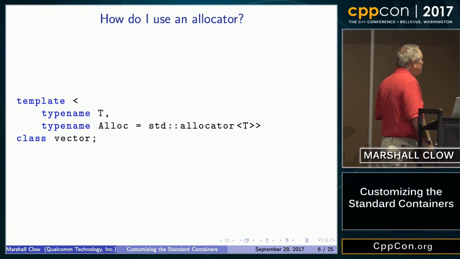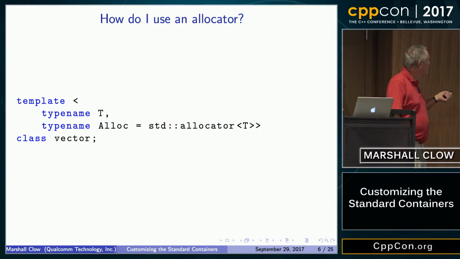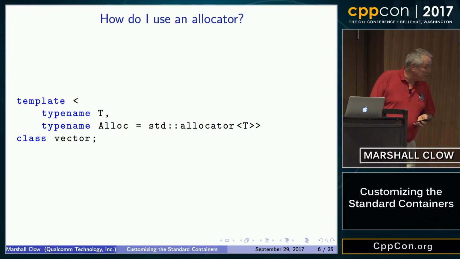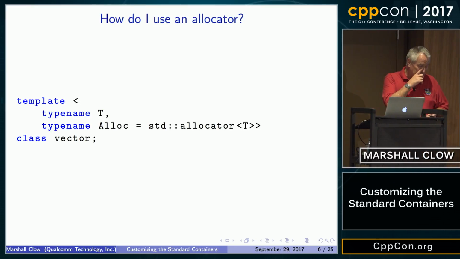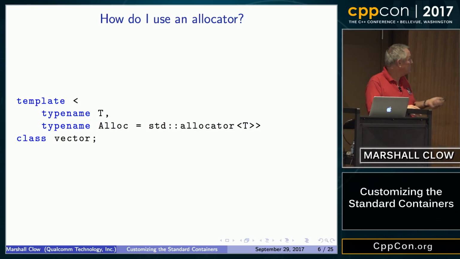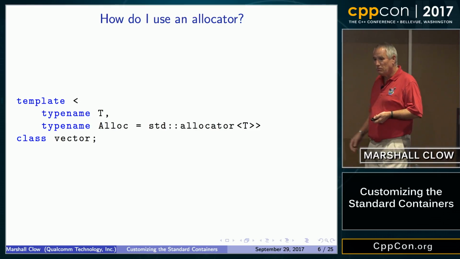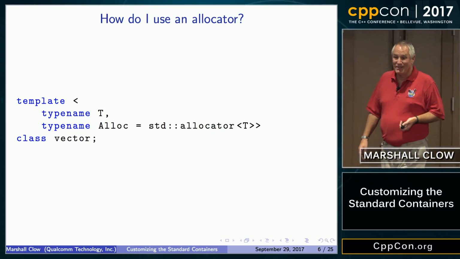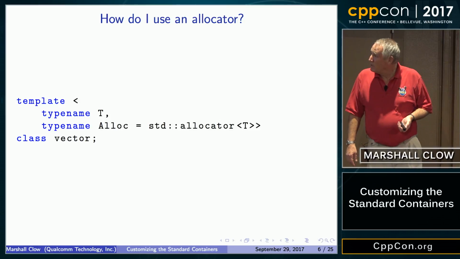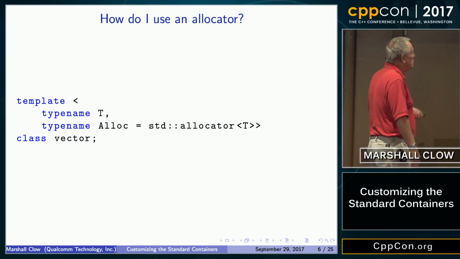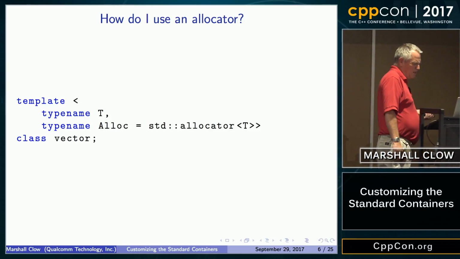And the allocator is typed just the same as the value type of the container. And in fact, if you try to pass my allocator of string, it'll fail to compile. So that's all well and good. But anyway, but what does a vector do? OK.